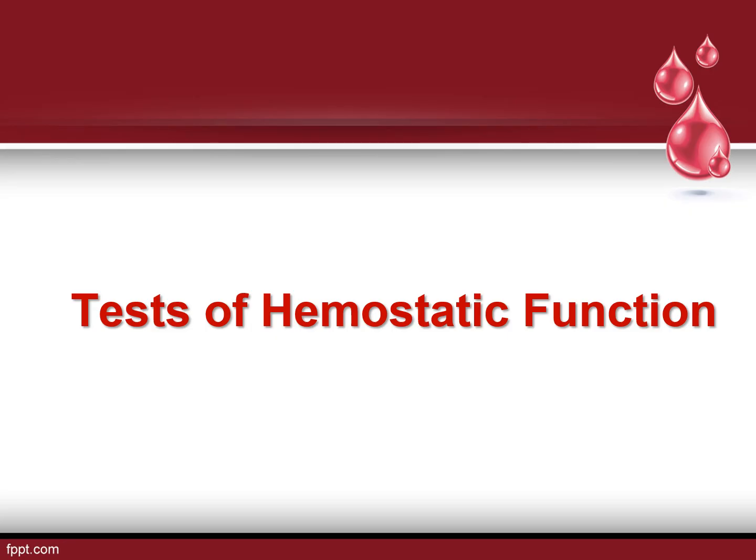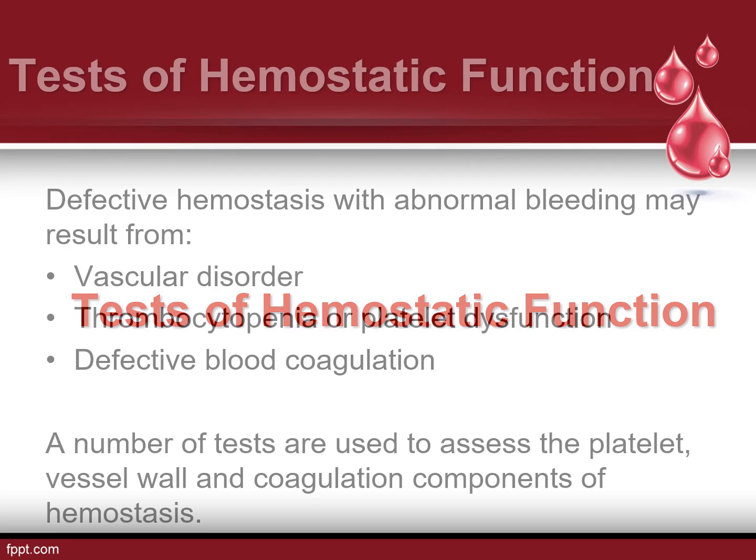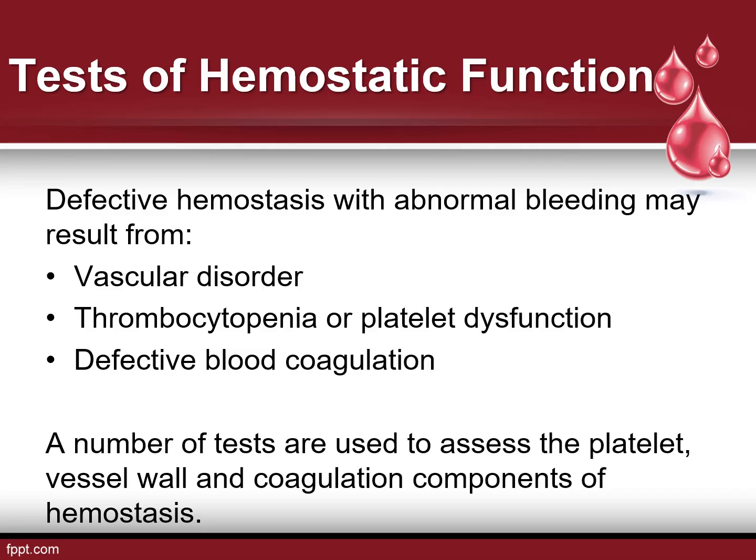This part we are going to focus on tests of hemostatic function. Defective hemostasis with abnormal bleeding may result from a vascular disorder, thrombocytopenia or platelet dysfunction, or defective blood coagulation. We have a number of tests used to assess the platelet, vessel wall, and coagulation components of hemostasis.